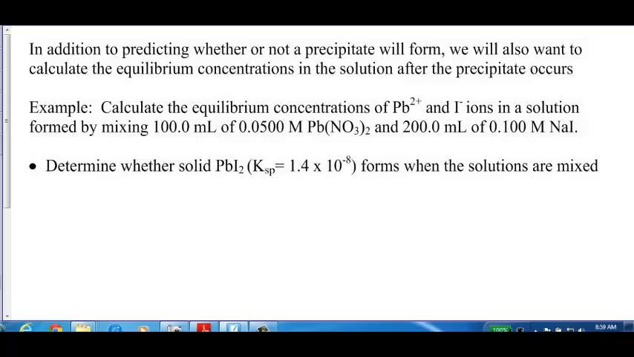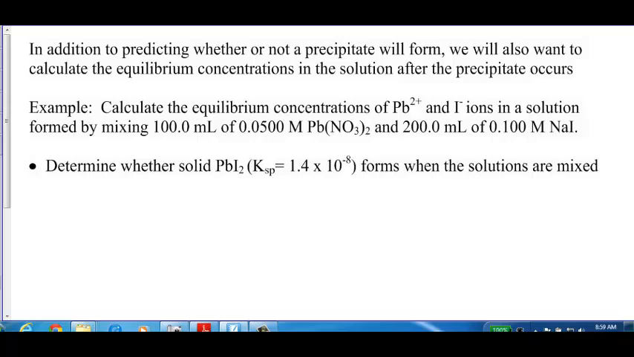In addition to predicting whether or not a precipitate will form, we also want to calculate the equilibrium concentrations after the precipitate forms. So, not only are they going to ask you if a precipitate forms or not, but they're going to ask you what are the concentrations remaining in solution after equilibrium is established. So look at the example.